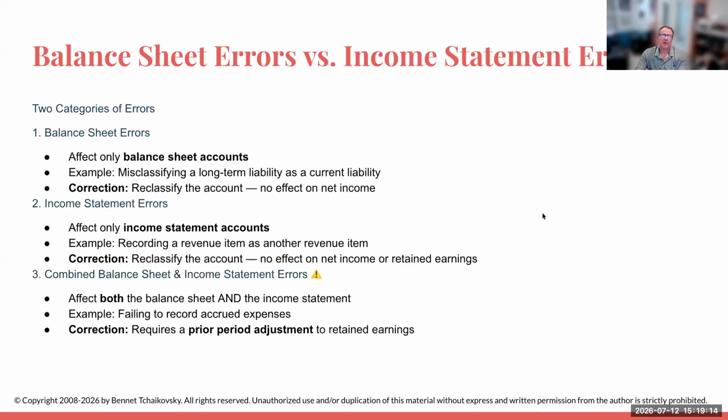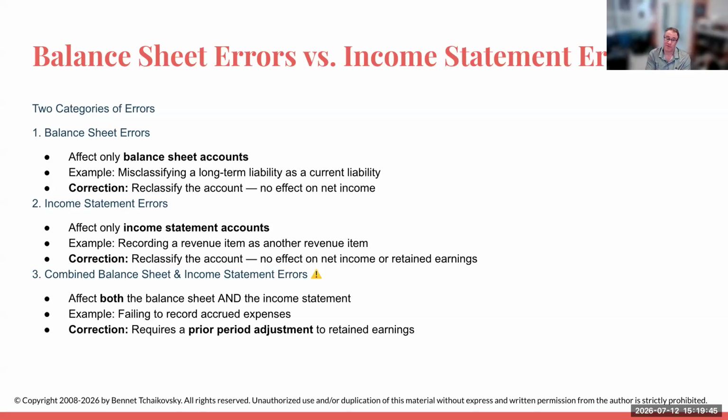Okay. So balance sheet errors versus income statement errors. Okay, so there's two categories of errors. Balance sheet errors only affect balance sheet accounts. Examples of this: misclassifying a long-term liability as a current liability. We're going to go ahead and reclass this. There's no impact on income. However, we will want to disclose, and we will want to go through and basically say "as restated," because if we are changing a prior period, then that's going to affect the current period.